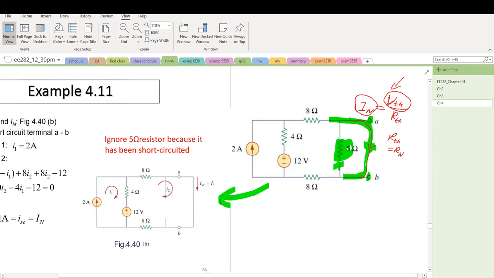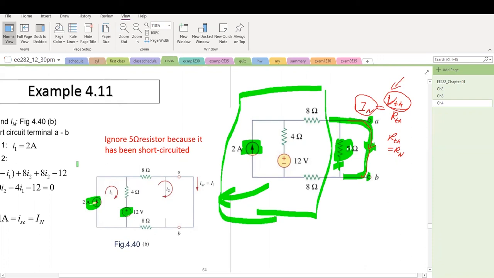Therefore, the circuit becomes this. The current source didn't change, the voltage source didn't change. Basically, the portion on the left-hand side does not change at all. The only difference is that this resistor disappeared because terminals A and B are short circuited. The 5 ohm resistor disappeared; it's been short-circuited. Recognize that, and the problem is solved.